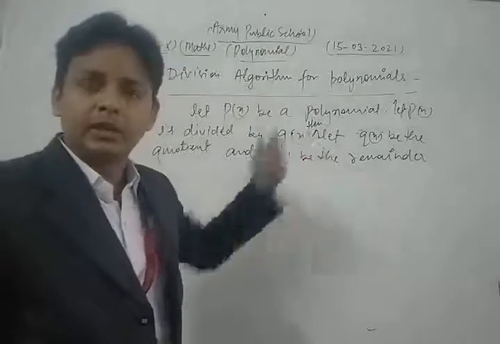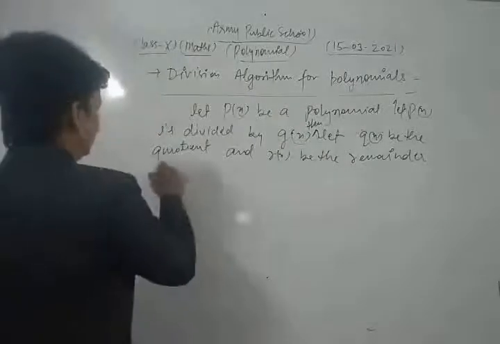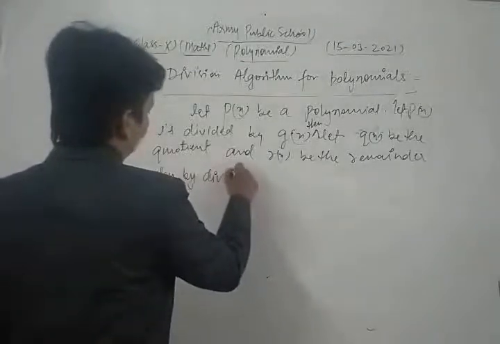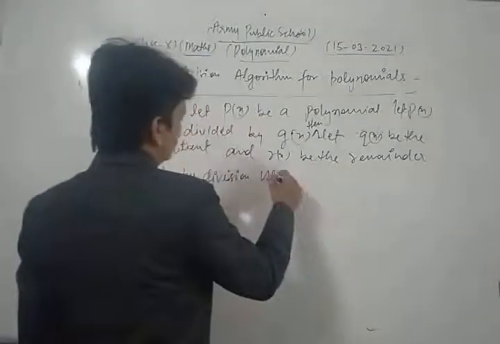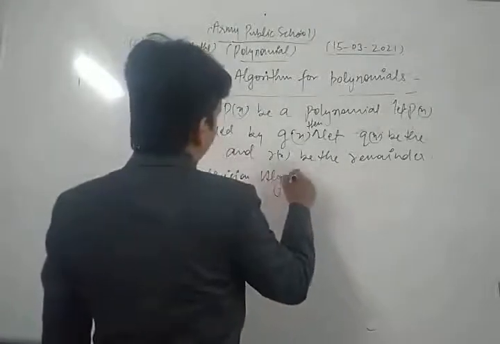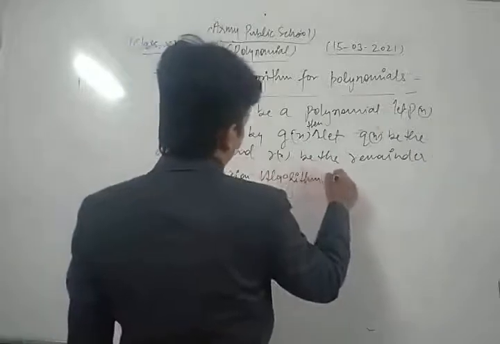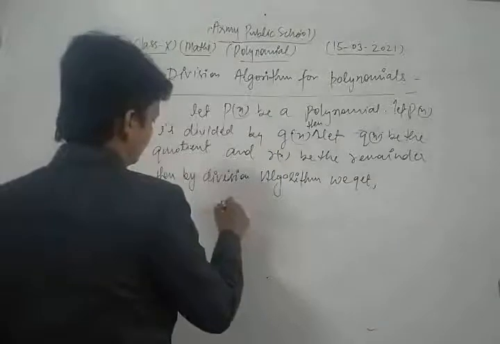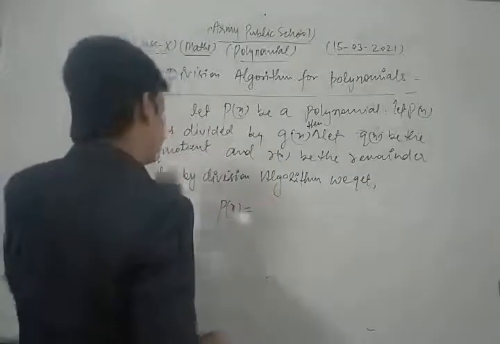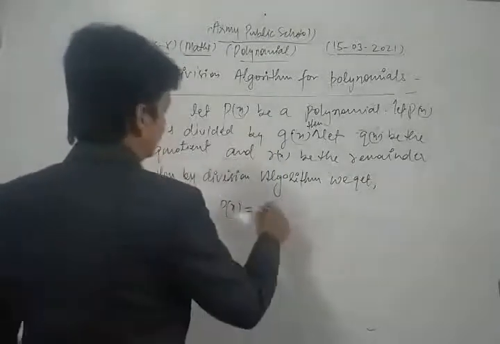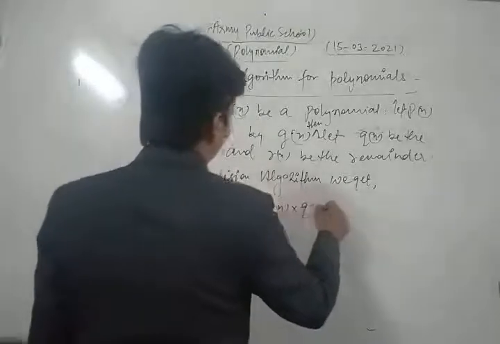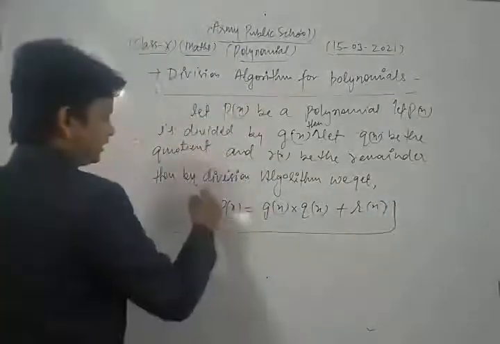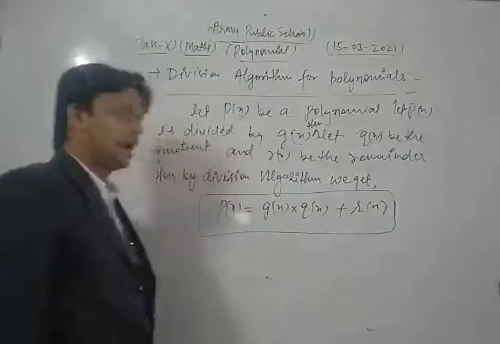Then by the division algorithm, we get p(x) is equal to what? g(x) into q(x) plus r(x). g(x) into q(x) plus r(x).